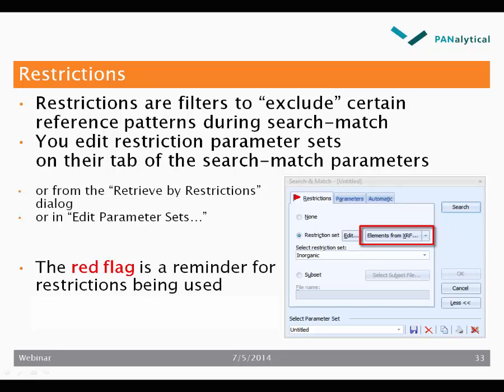Very often you have additional knowledge about a sample to be analyzed, where it originates from, what it is supposed to be, how it was made, if it occurs in nature, and more. The best thing to optimize your phase analysis is to use this knowledge by restrictions. Restrictions are filters excluding certain reference patterns during search match. They only allow the specified references to enter the candidates list. You edit a restriction parameter set on the top of the search match parameters. The red flag reminds you that restrictions will be used in the next search match run.